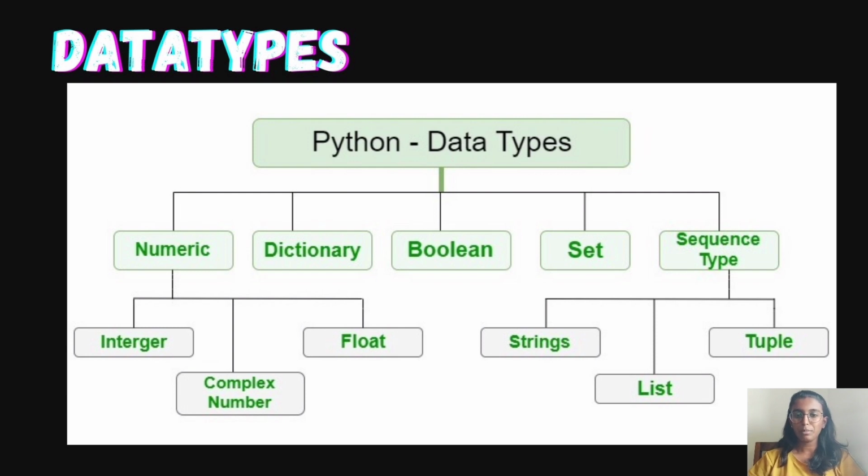Firstly, data types of Python. There are 5 types of data types, that is numerical data type, dictionary, boolean, set, and sequence type. Numeric is divided into 3 parts: integer, float, and complex. Sequence type is also divided into 3 parts, that is string, list, and tuple.